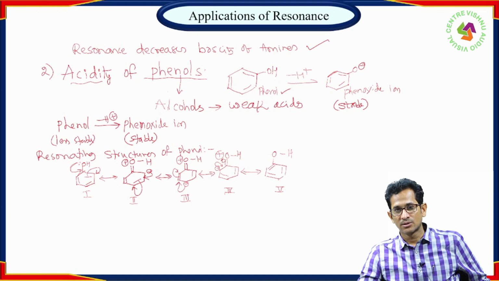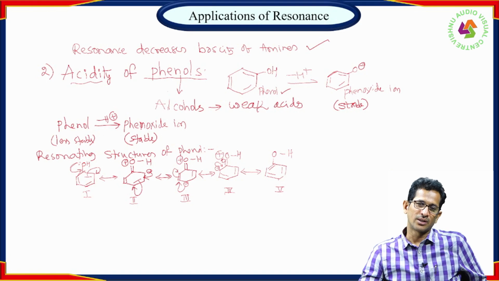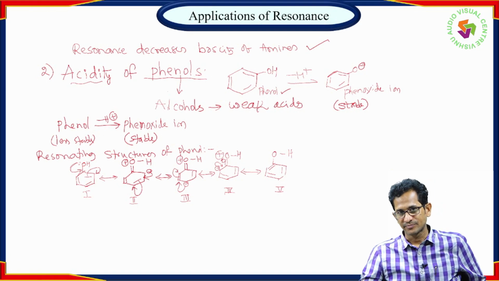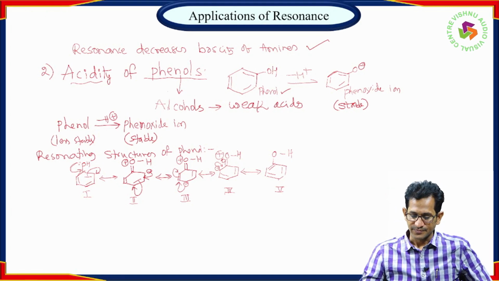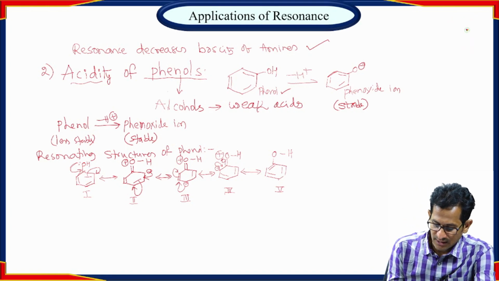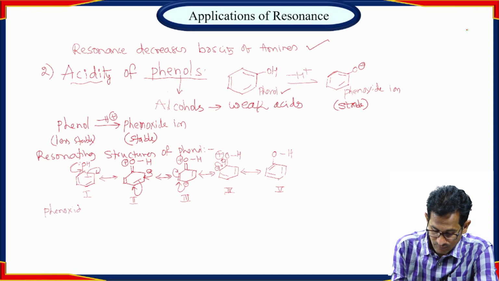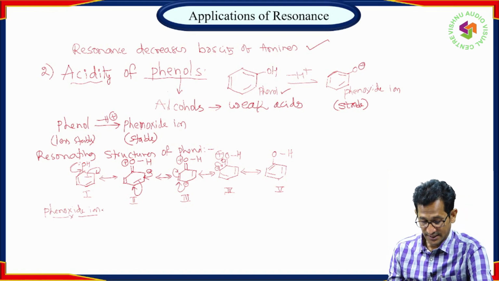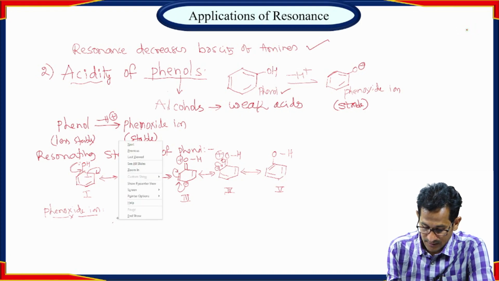Generally, according to the resonance rules, as the number of resonating structures increases, the stability increases, right? Now we have to write the same resonating structures for the phenoxide ion. Now take the phenoxide ion into consideration.